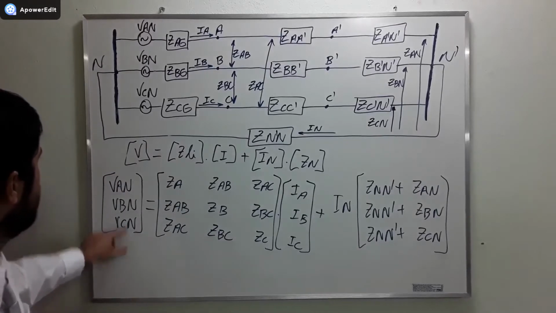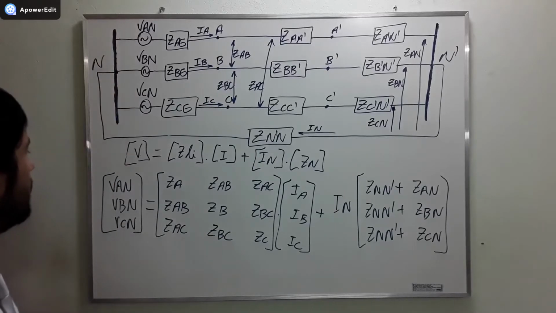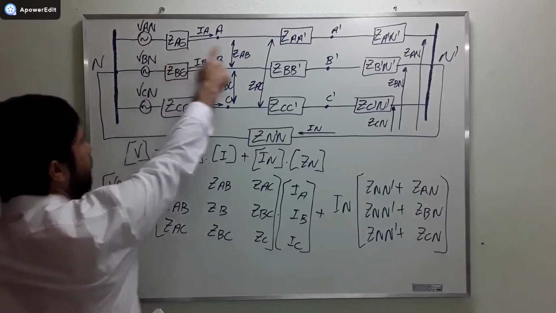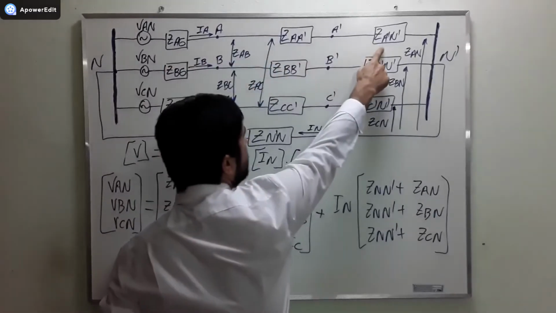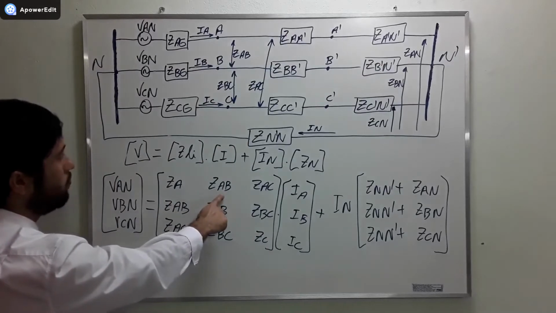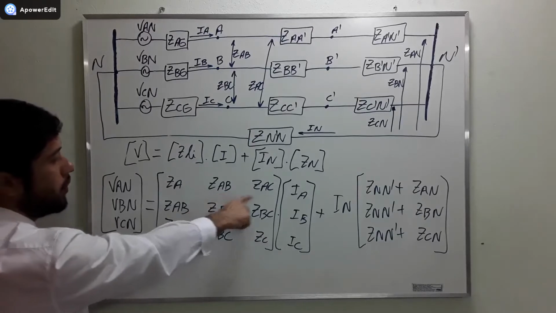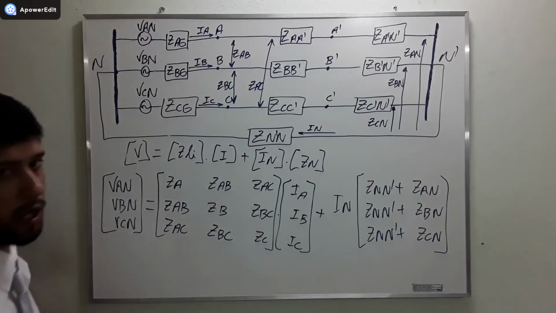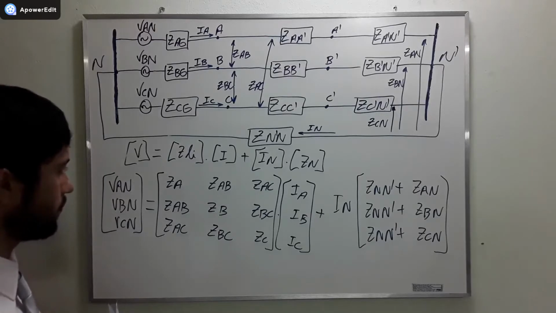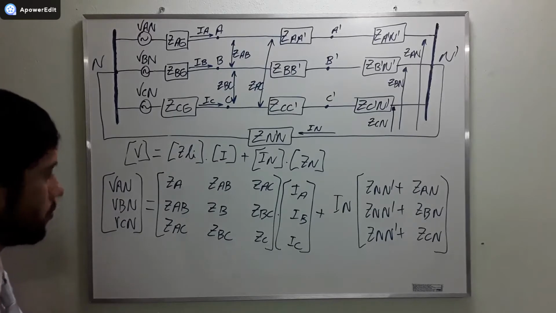Here, the voltages, VAN, VBN, VCN. And here ZA, which is ZAG plus ZAA prime plus ZA prime and prime. ZAB, which is the mutual coupling between line A and line B. ZAC is the mutual coupling between line A and line C. Okay? Try to do that in your house and you are going to find the same result.